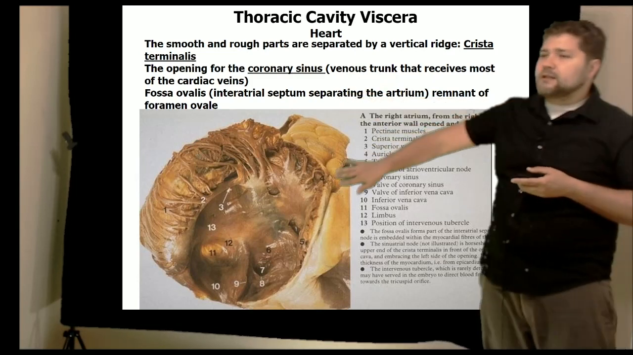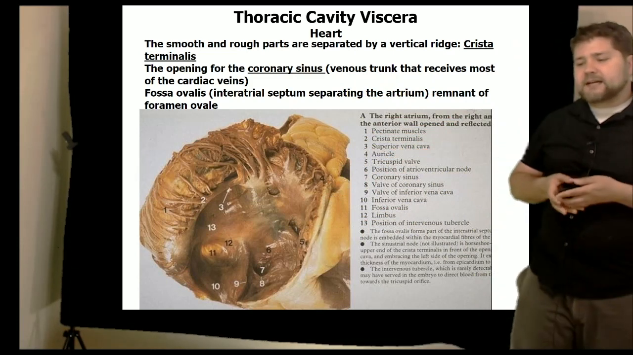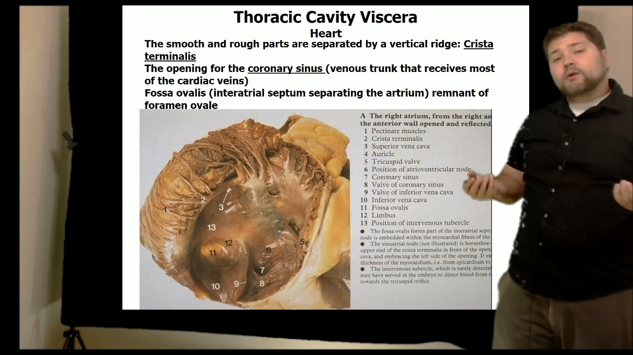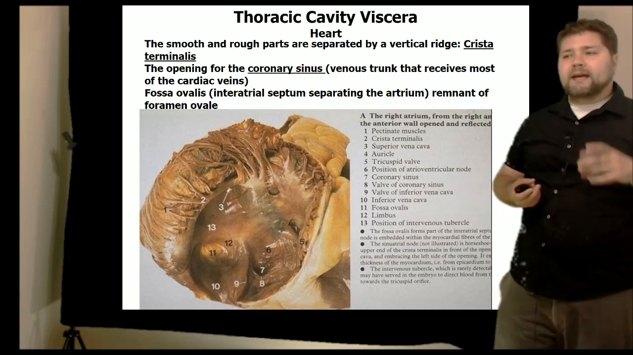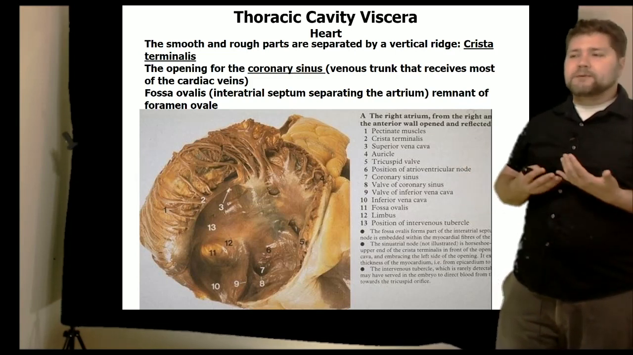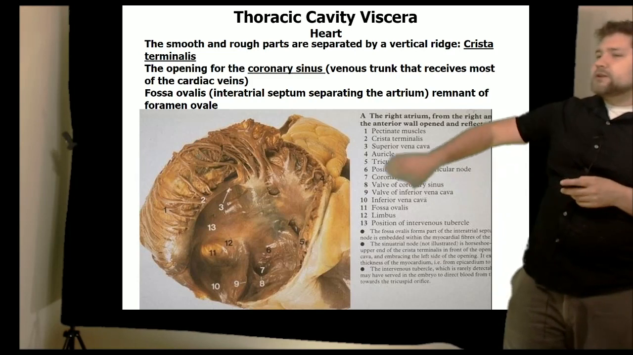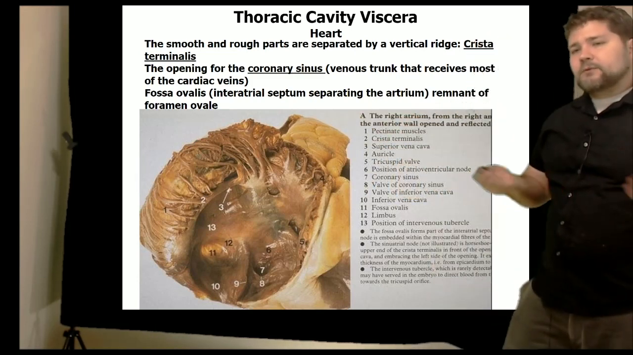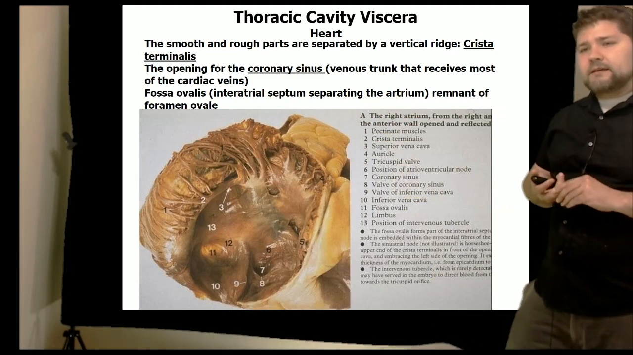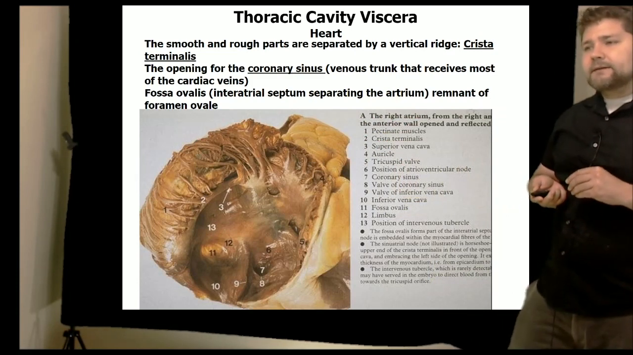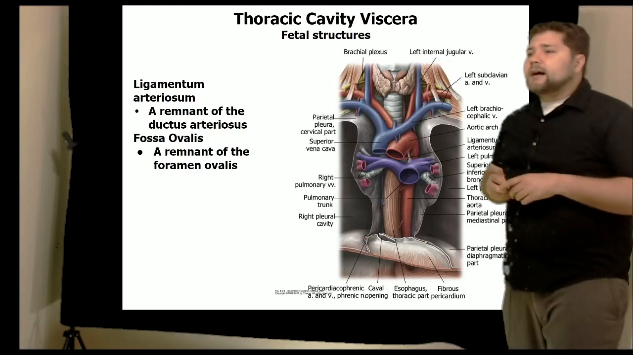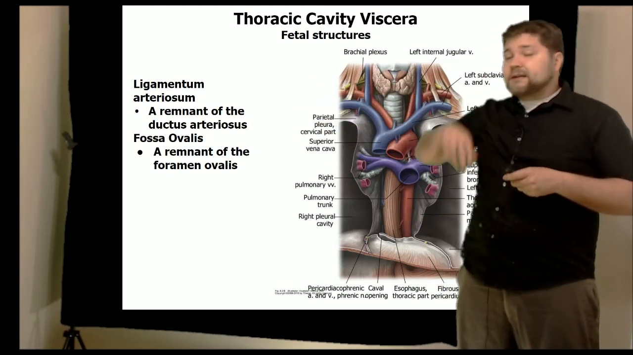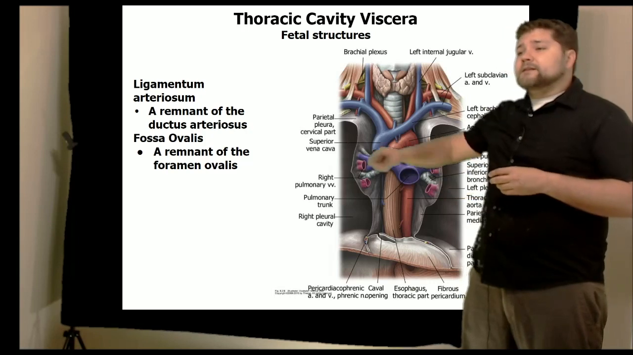You'll also see the opening for the coronary sinus. The coronary sinus is going to be a dumping place for all the venous blood from the coronaries back into the heart, and that happens back in the right atrium, basically just recycling the blood. And then the other structure is the fossa ovalis. That's a remnant of that foramen ovale I was talking about, where you get a communication between the left and right side.